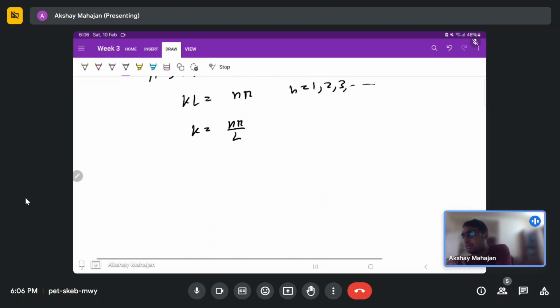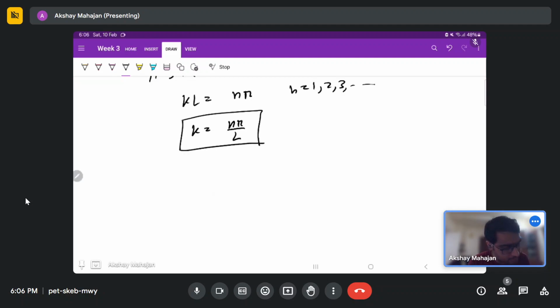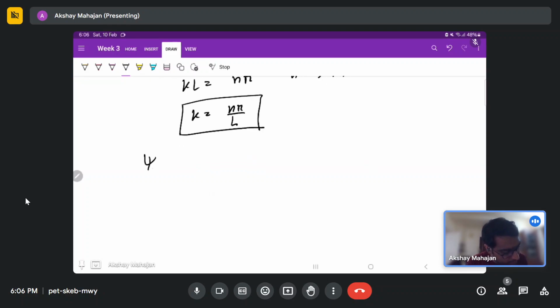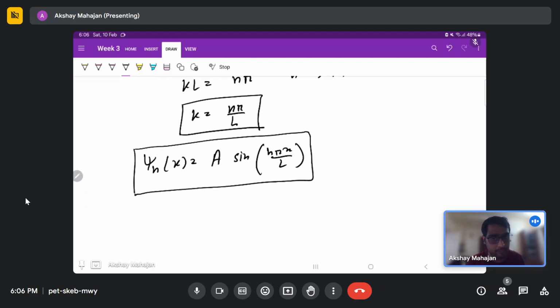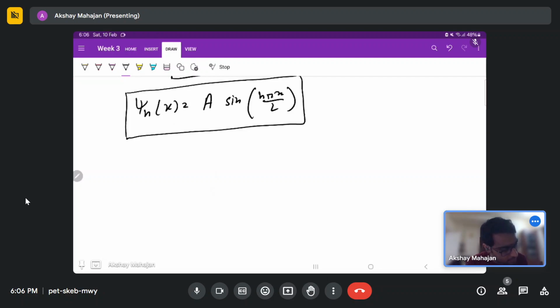So basically we have derived our k from here. K will come as n pi by L. Alright, and then our psi k of x, now I can write it as psi n of x, as A times sine n pi x by L. Okay, so this is our wave function now of our particle in a box. And E of n, the energy eigenvalue.